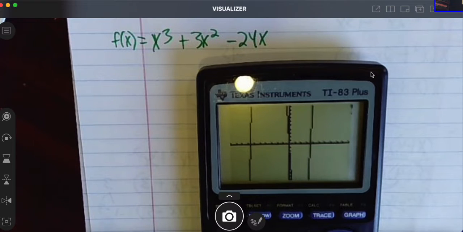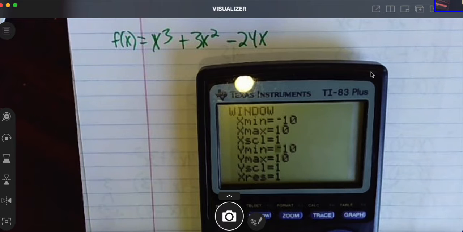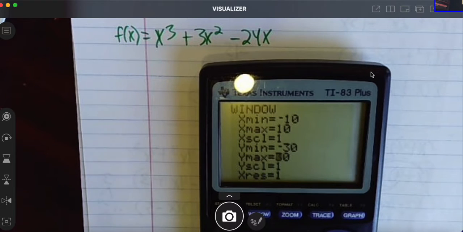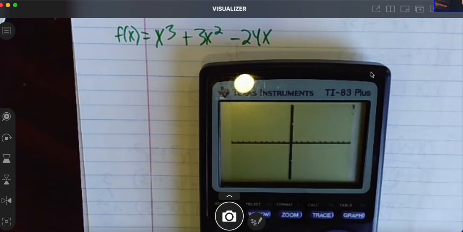Oh, I cannot see it. So I need to go up and down. So I go to my window and my y max and min, because that's what takes you up and down. Let me try negative 30 and 30. I don't know if that's going to work. No, it doesn't. It's still not high enough. Probably because of that 24. Let me graph it and see. It's getting there. Look. So we need to go up still, right?